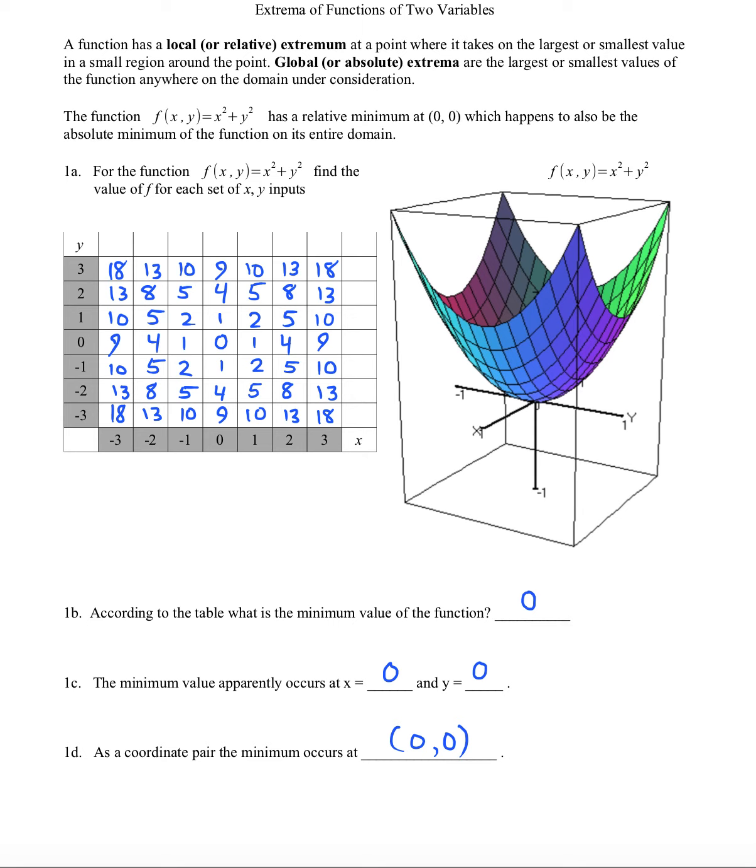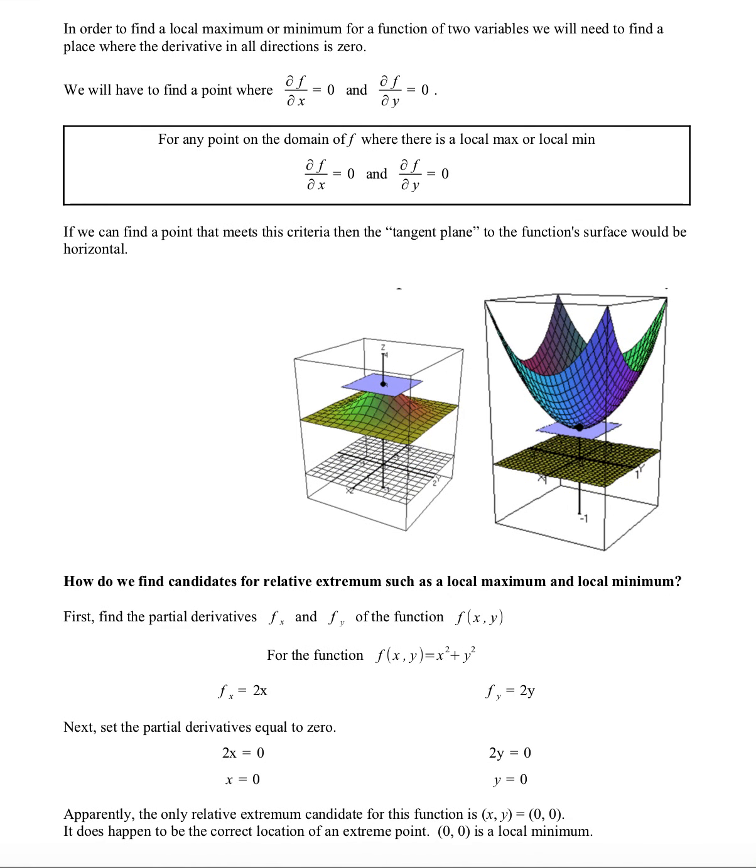But so far we haven't proven that that's the actual location of the minimum. And proving the location of the minimum is part of the topic of this section. So what are the conditions for having a local max or local min in a two-variable function?